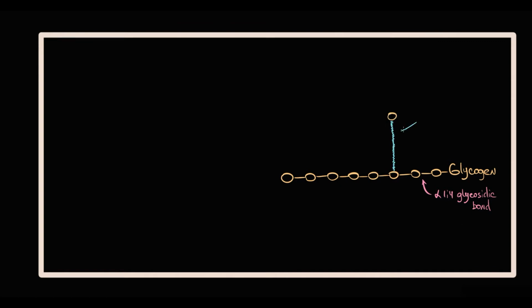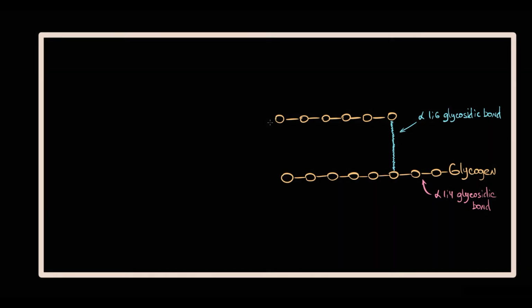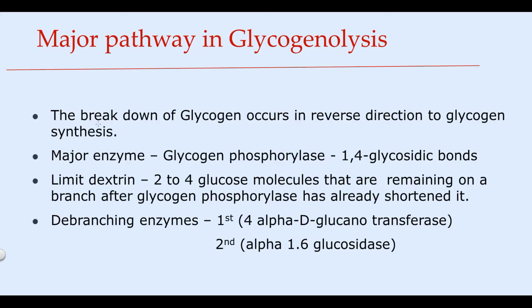So there is a cell, and inside the cell there is a glycogen molecule, where glucose molecules are connected with each other by 1,4 glycosidic bonds. And also there is a branch that is formed by a glucose that is connected by a 1,6 glycosidic bond. And this branch consists of glucose molecules that are connected by 1,4 glycosidic bonds. The breakdown of glycogen occurs in the reverse direction to glycogen synthesis.